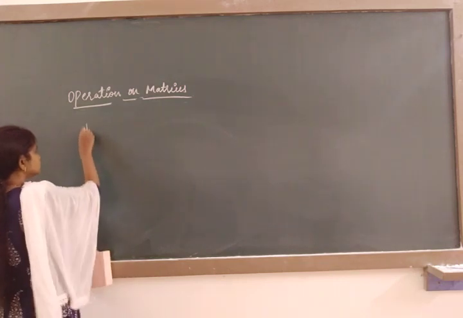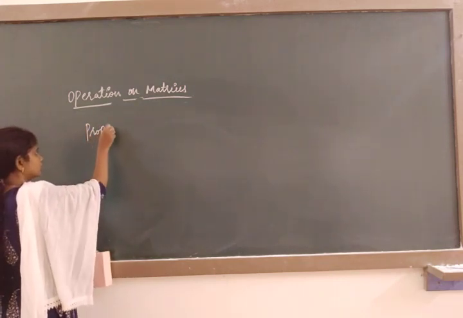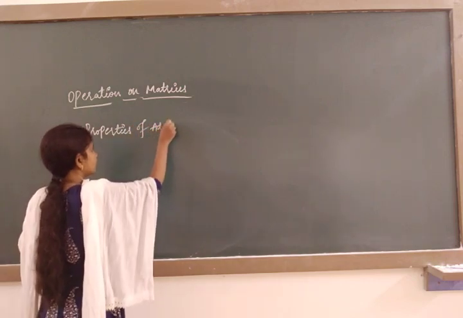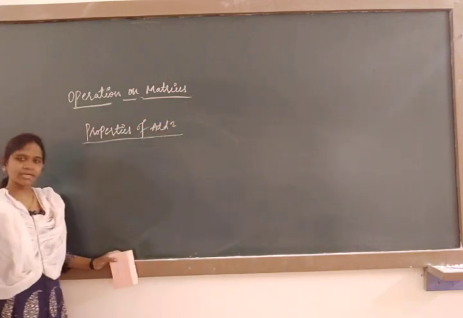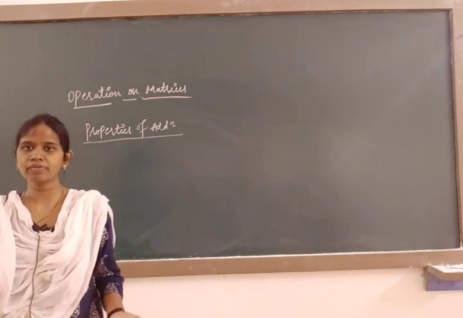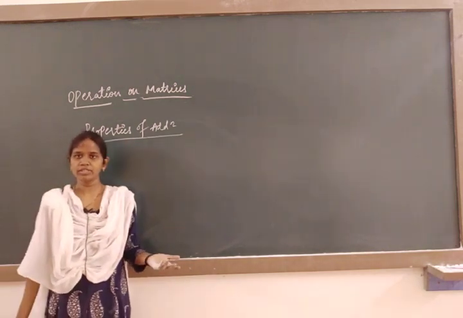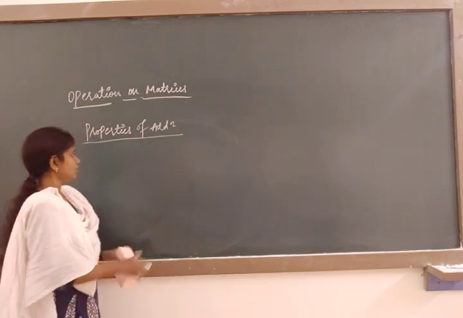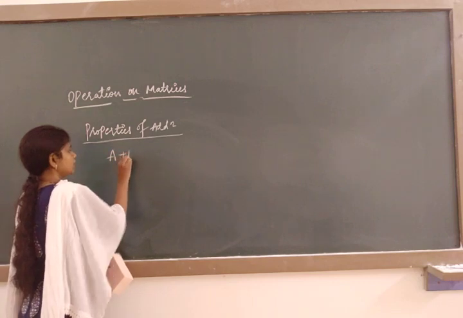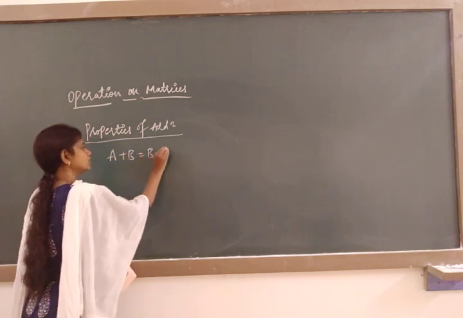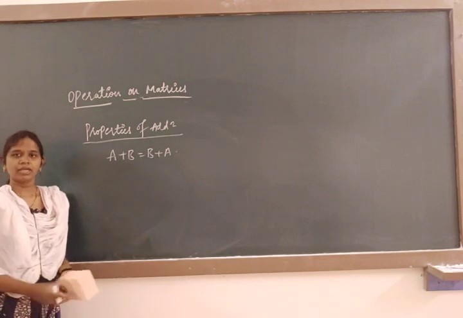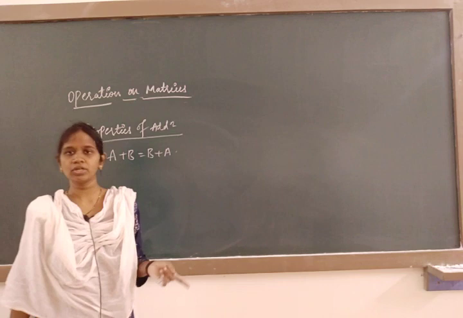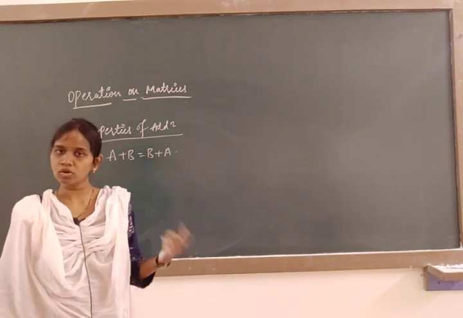So before going to this, the properties of addition we know then. In our basic standards we have studied about the properties of addition. What are the properties of addition? Commutative law, associative law, existence of additive identity, like that. So A plus B matrix will always give B plus A. It means that the matrix addition is commutative.